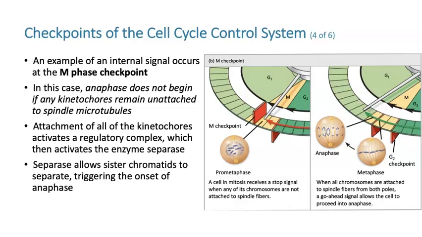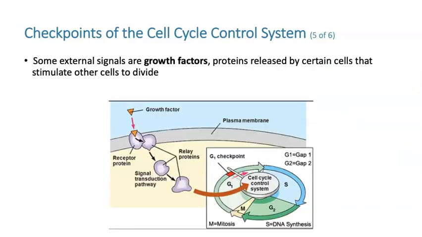If we don't pass the M checkpoint, if things don't look quite right, then that cell will die. And that's a good thing, because you want your chromosomes to separate properly.